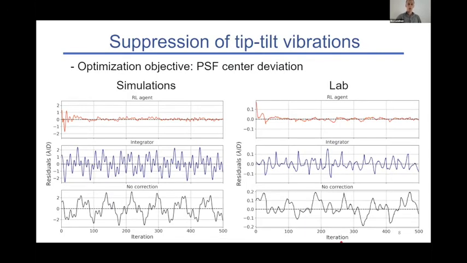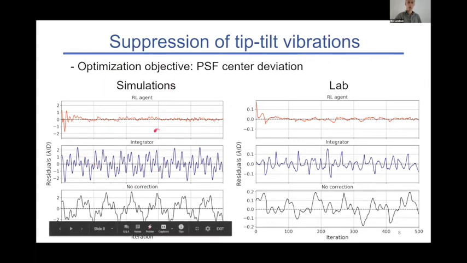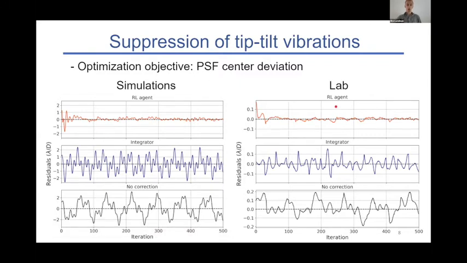So we applied that. First, we applied it to suppression of tip-tilt vibration. On the left, we have the results from simulations. On the right, from experiments in the lab. As the reward, we here use the deviation of the PSF center. So we want to minimize the tip-tilt jitter. Here it shows the residuals. We applied 3 vibrations along both the X and the Y direction and let the algorithm learn.